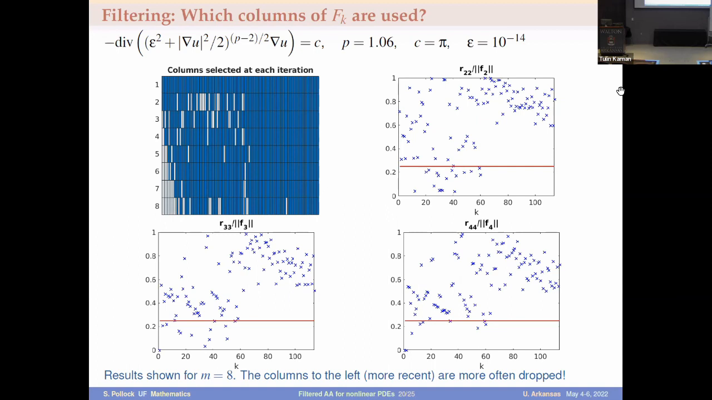And this is just a visualization of these ratios between the diagonals of R and the corresponding columns of F for indices 2, 3, and 4, and anything below the red line is getting filtered out. So it's really the second column that gets pulled out the most often.